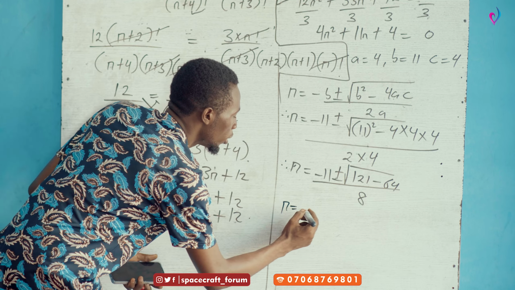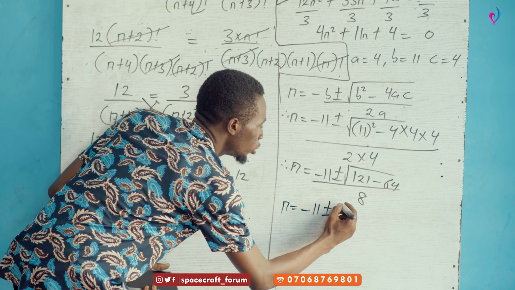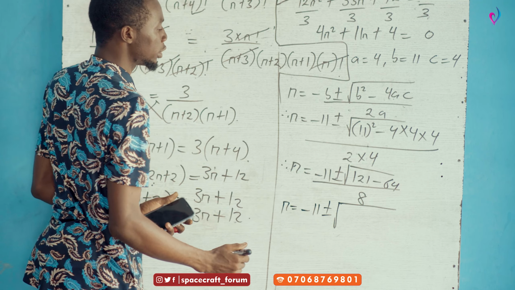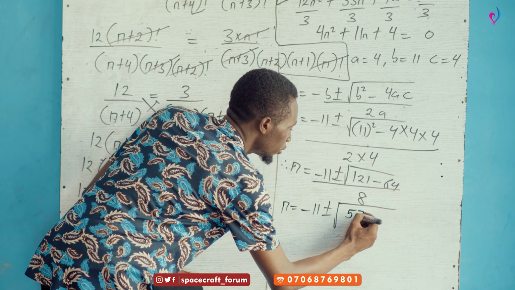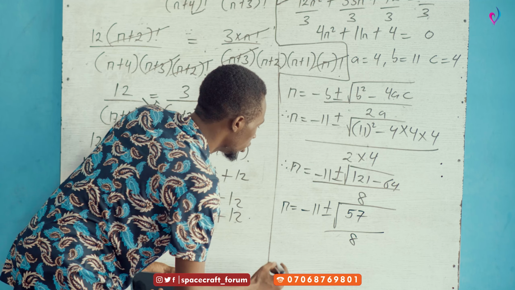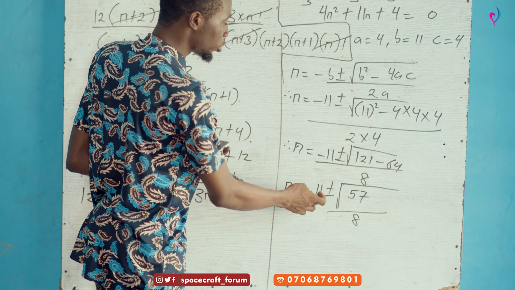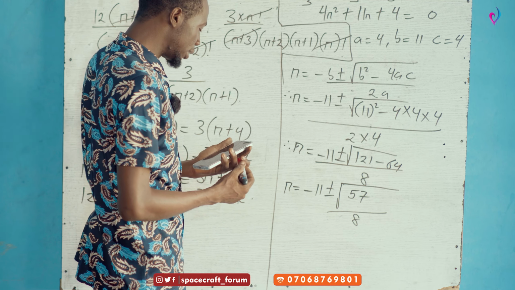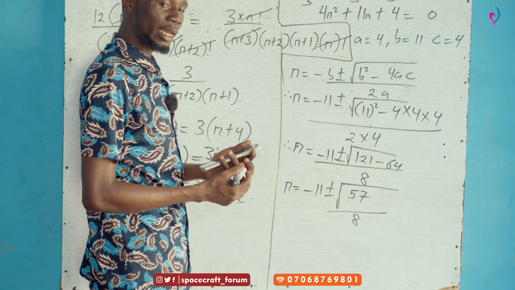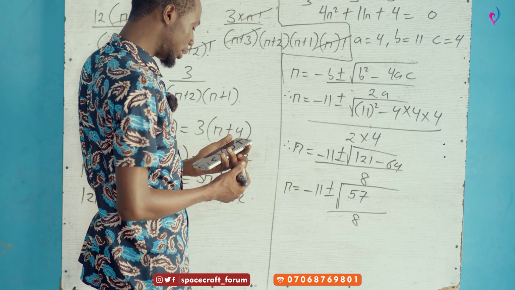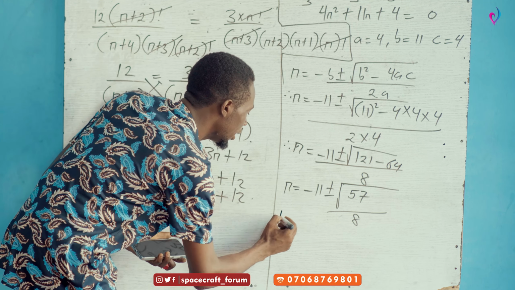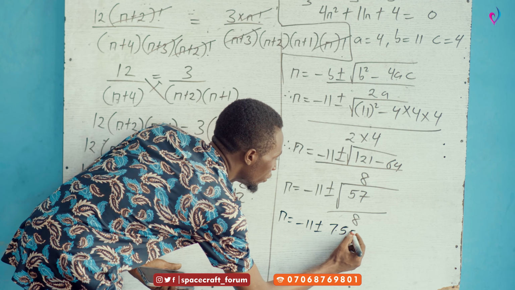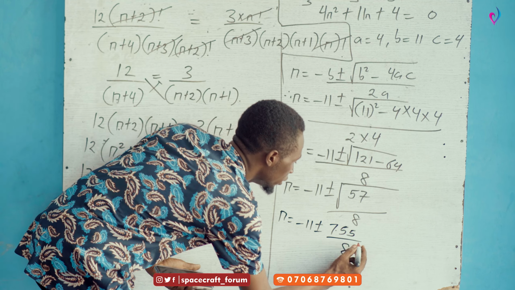n is equal to minus 11 plus or minus square root of 121 minus 64 is equal to 57, divided by 8. n is equal to minus 11 plus or minus square root of 57 divided by 8. So the square root of 57 is 7.549. We can approximate to 7.55. So n is equal to minus 11 plus or minus 7.55 divided by 8.